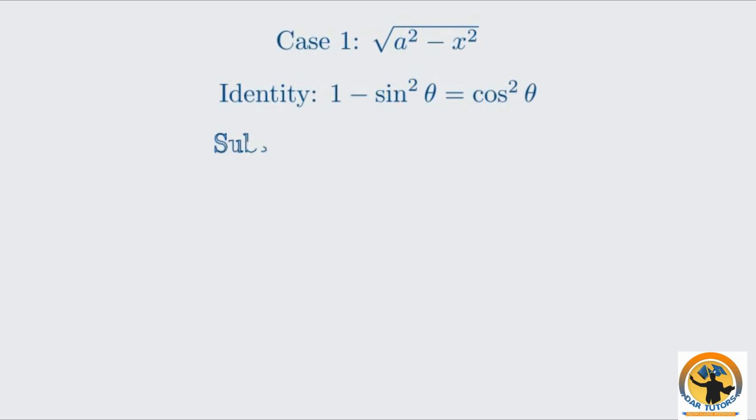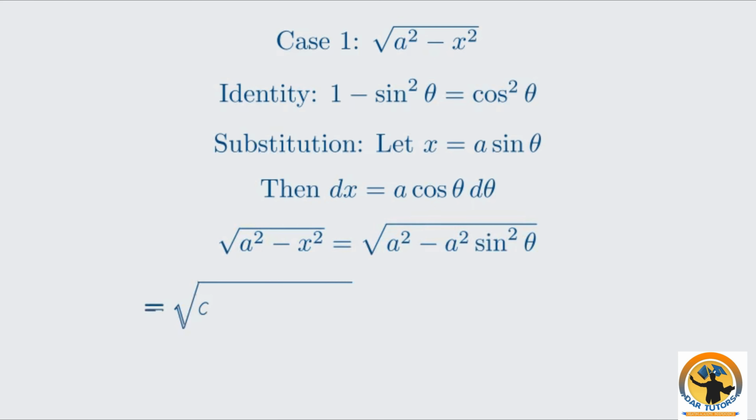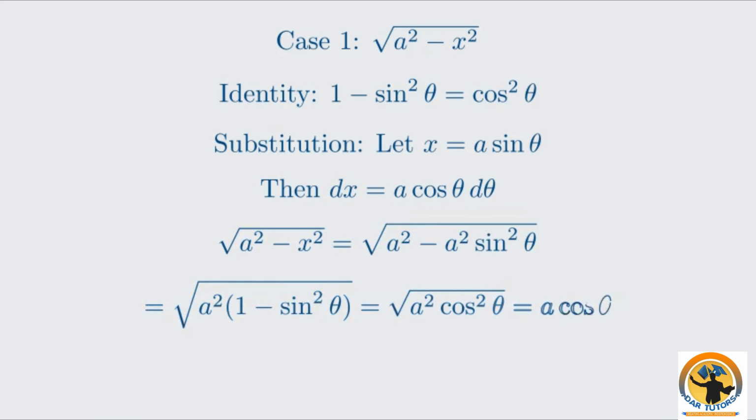Let's focus on the first case, the square root of a squared minus x squared. The key identity here is 1 minus sine squared theta equals cosine squared theta. To make our expression look like this, we substitute x equals a sine theta. Then dx equals a cosine theta d theta. The term under the square root becomes a squared minus a squared sine squared theta, which simplifies to a squared cosine squared theta. The square root of this is a cosine theta. This substitution successfully removes the square root.